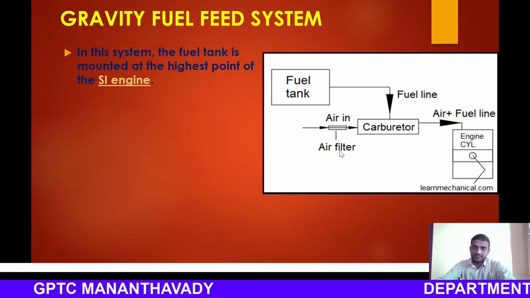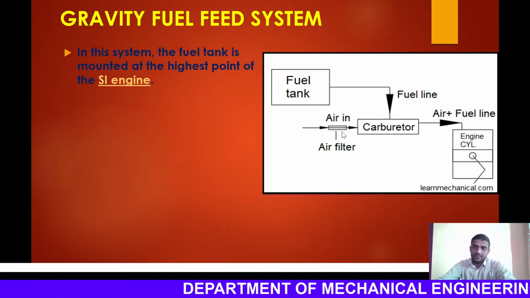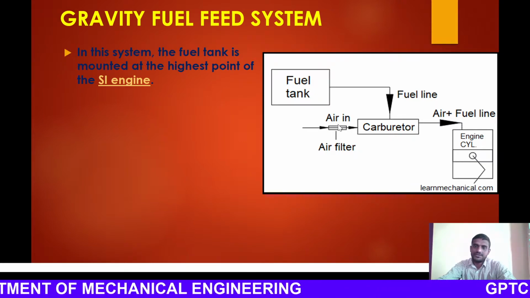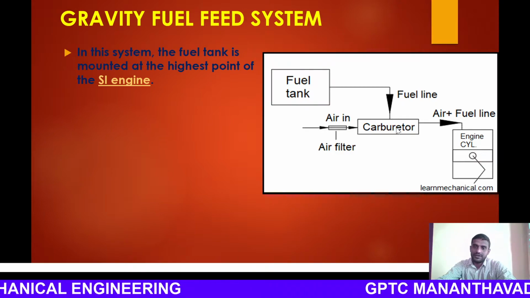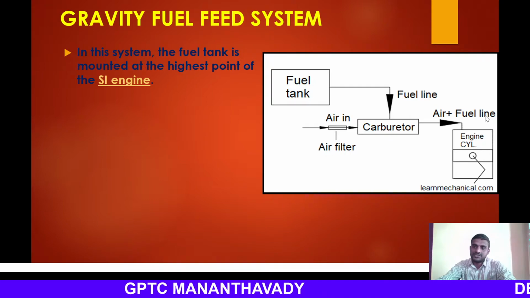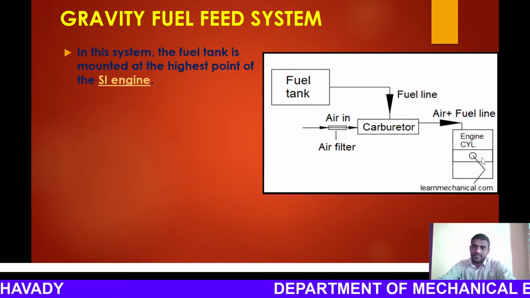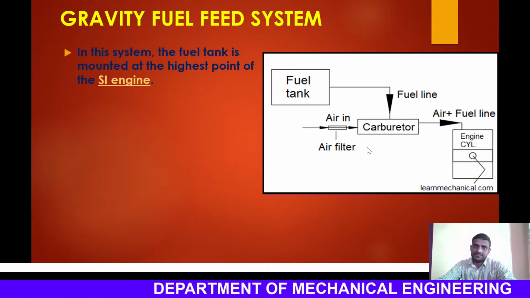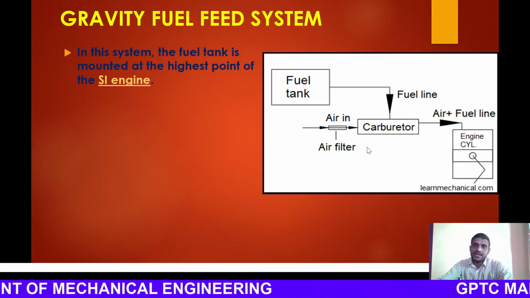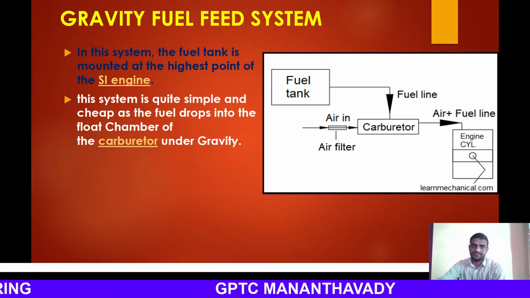Also, the air from the atmosphere gets into the carburetor by passing through the air filter. In the air filter, the air is purified before it gets into the carburetor. In the carburetor, this air and the fuel are mixed, and this air-fuel mixture is sent directly to the engine cylinder, and the engine cycles are completed. So in the gravity fuel feed system, you need to understand that the fuel tank is mounted at the highest point of the SI engine.